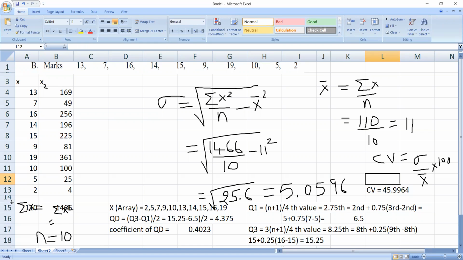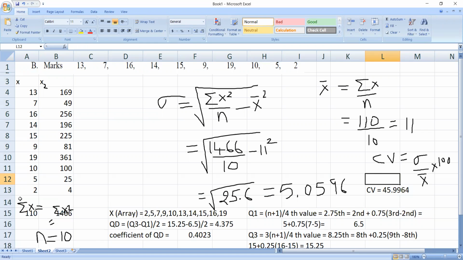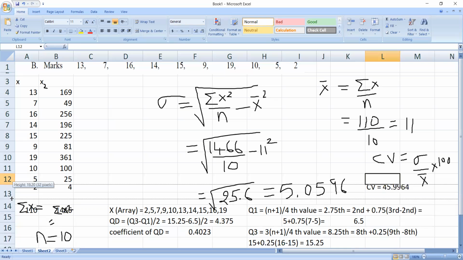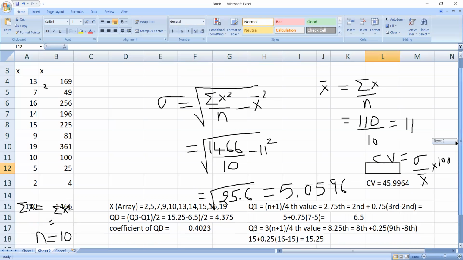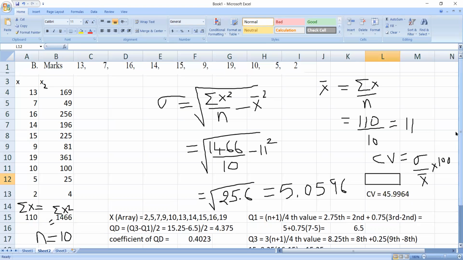Total of x square is 1466. 1466 divided by 10 is 146.6. 146.6 minus 121. Oh, sir. So square root of 25.6, 5.05 is perfect. Round off to four digits.